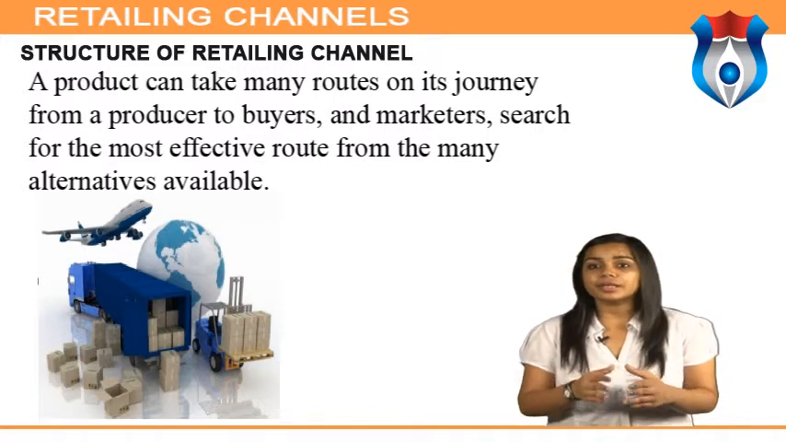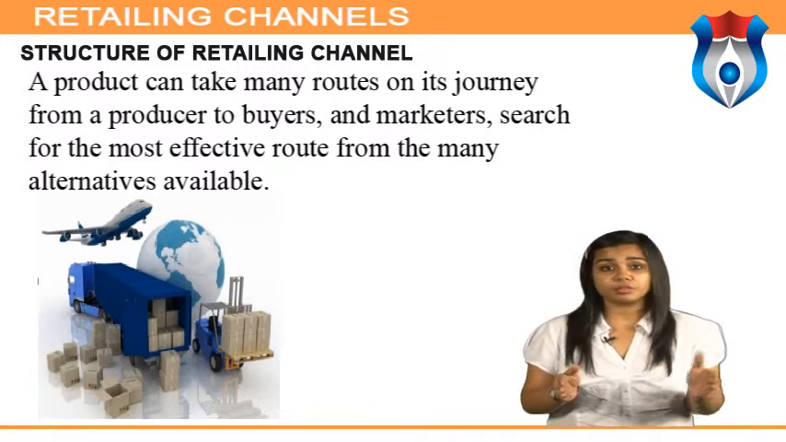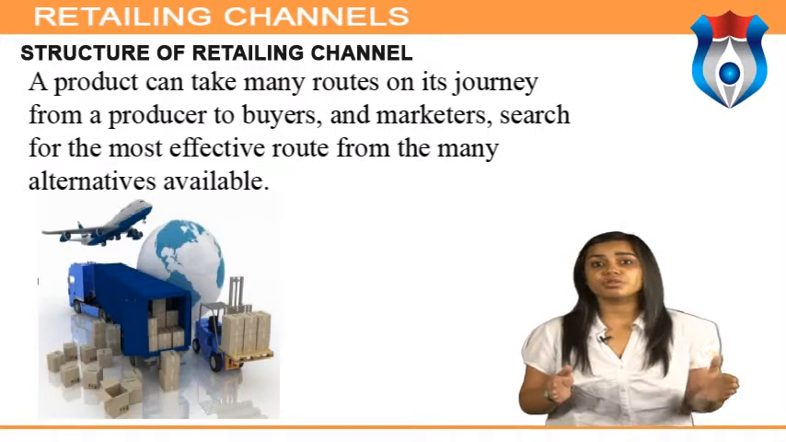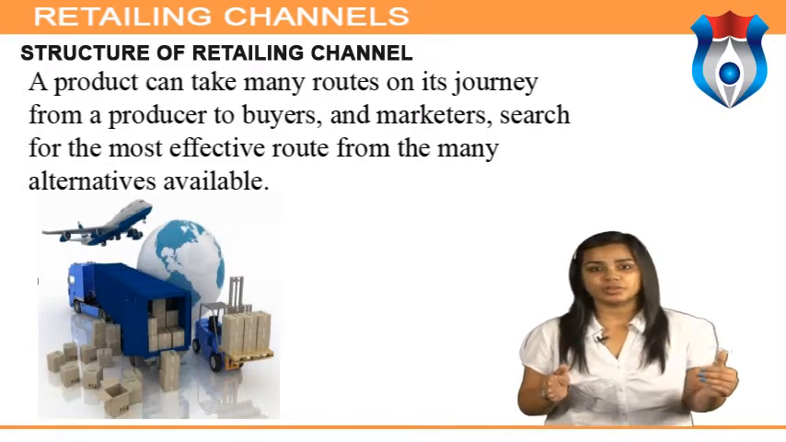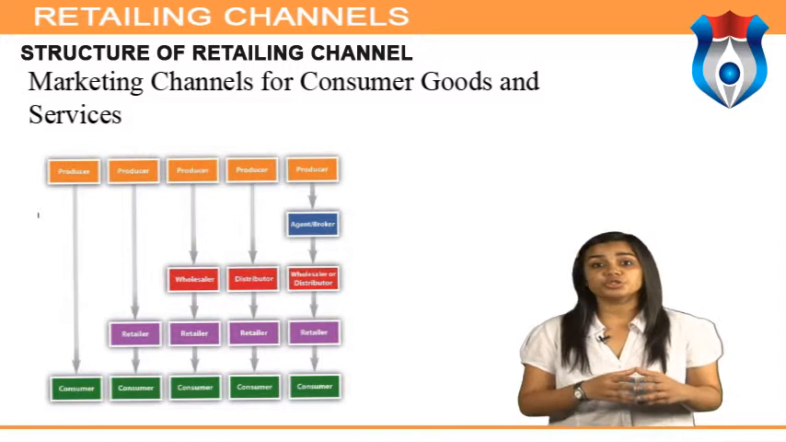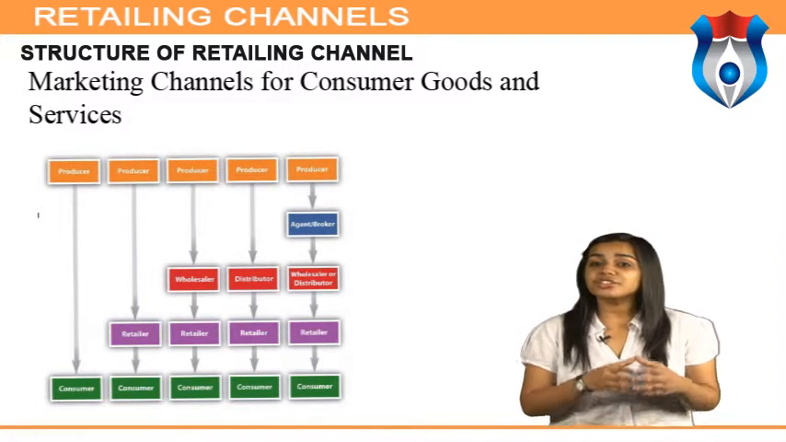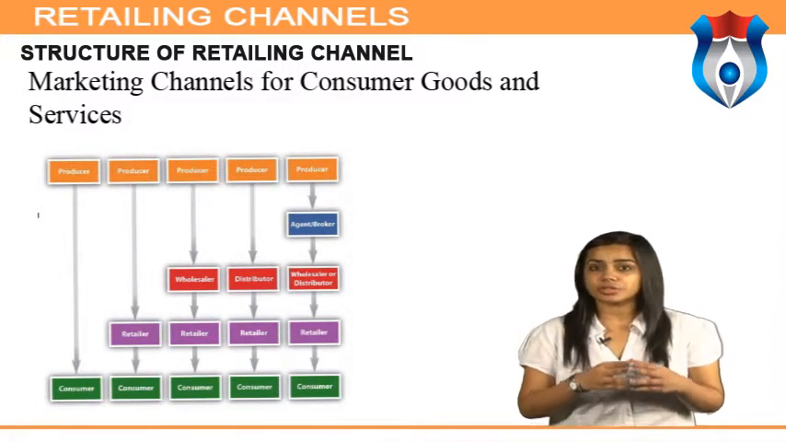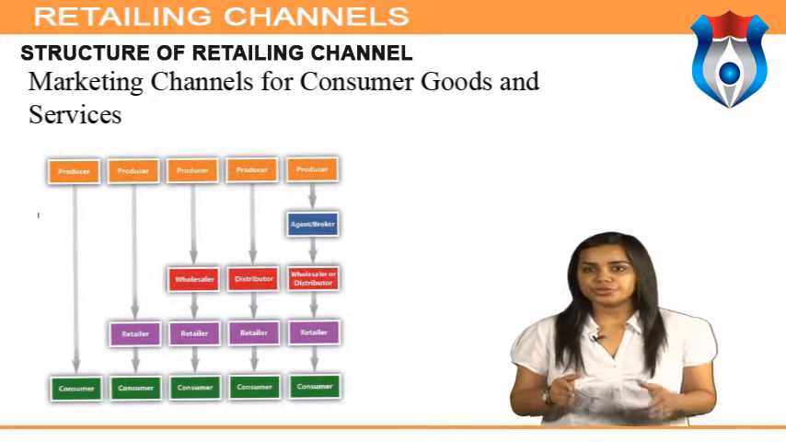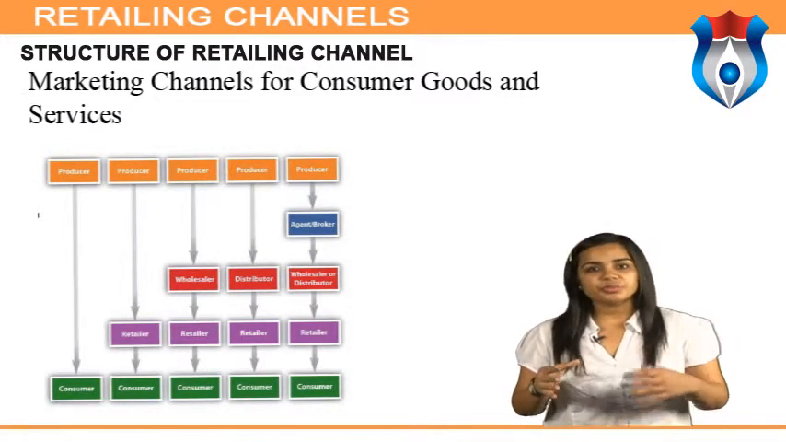A product can take many routes on its journey from producer to buyer, and marketers research for the most effective route from the many alternatives available. Marketing channels for consumer goods and services. A direct channel is when the producer sells directly to the consumer. Basically, a producer and ultimate consumer deal directly with each other.